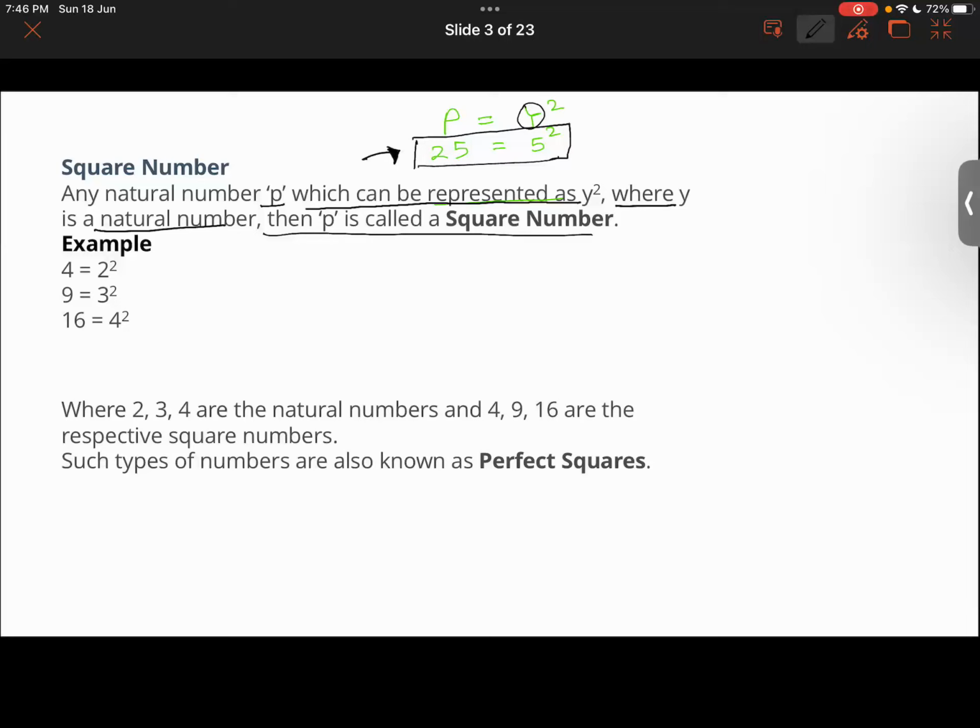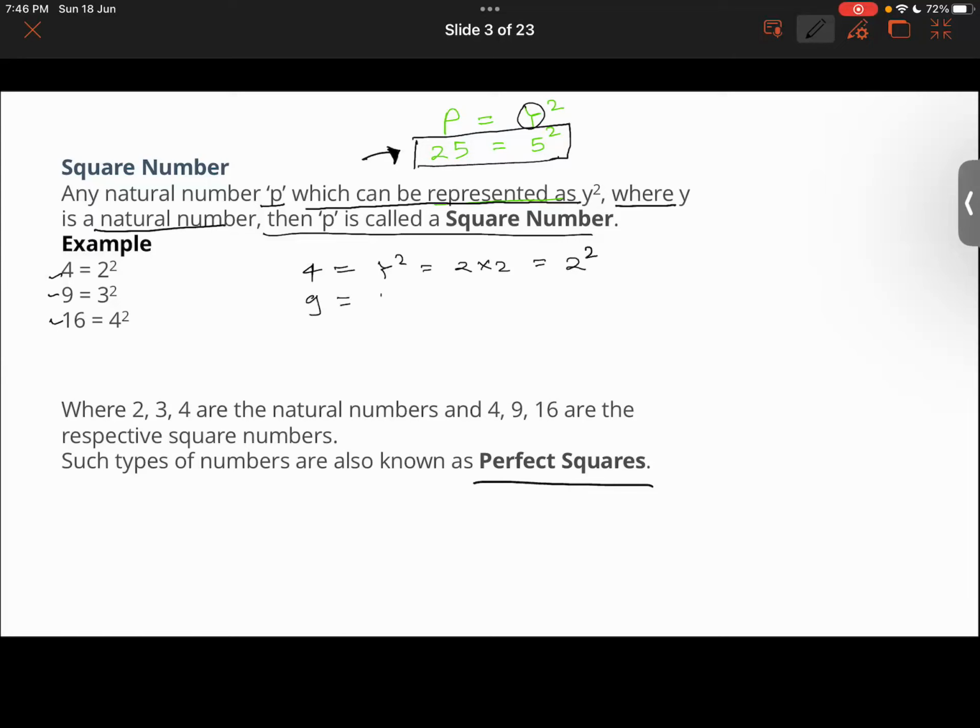Such types of numbers are also known as perfect squares. We will come to perfect squares in a while here. So by square numbers, basically those numbers which can be represented in the form of y square. Can you guys list some other examples apart from 4, 9, and 16? Like 4 can be written as 2 multiplied by 2, so that is 2 square.